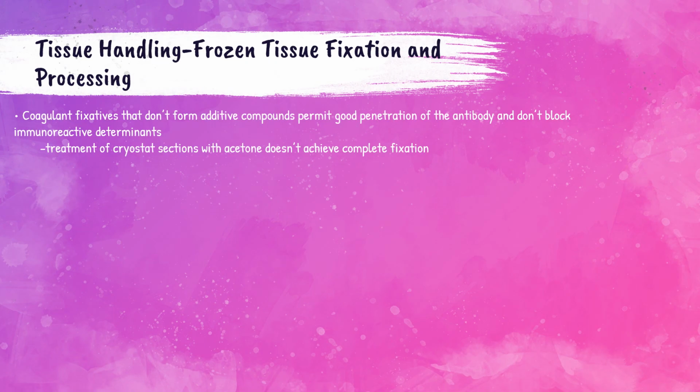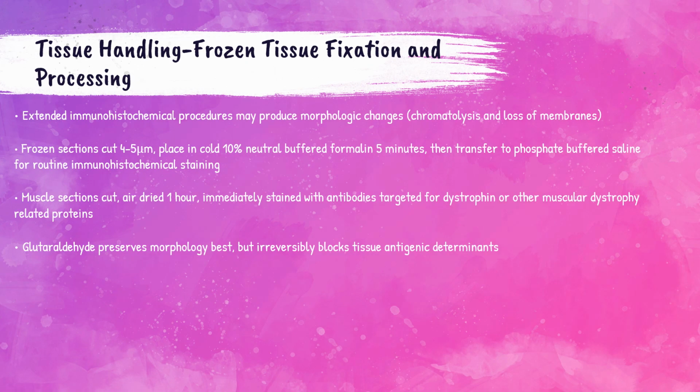The coagulant fixatives that don't form additive compounds allow good penetration of the antibody, and they do not block immunoreactive determinants. However, the treatment of cryostat sections with acetone doesn't achieve complete fixation. Extended immunohistochemical procedures produce morphological changes like chromatolysis and the loss of membranes. Chromatolysis is when a damaged neuron disperses the Nissl substance.